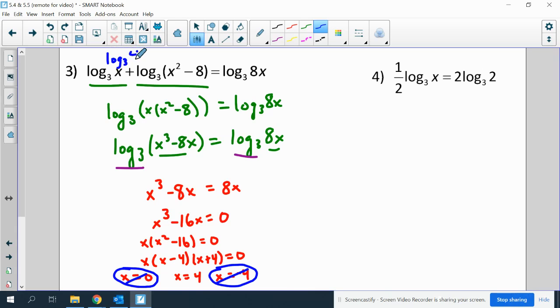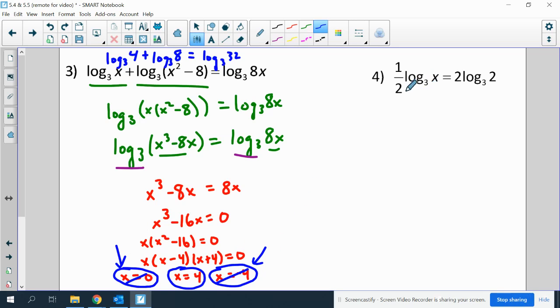Log base 3 of 4 plus log base 3 of 8 is in fact log base 3 of 8 times 4, which is 32, because I can use condensing rules to see that log base 3 of 4 times 8 would be log base 3 of 32. So x equals 4 would be the only answer to this, even though I got 3 originally. So make sure you check for extraneous solutions.